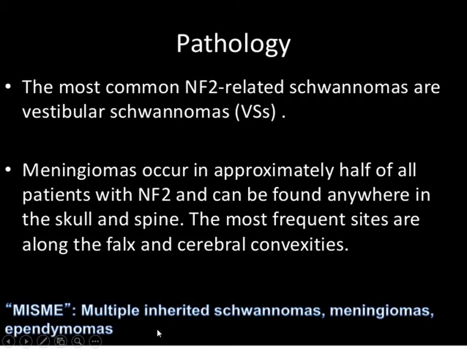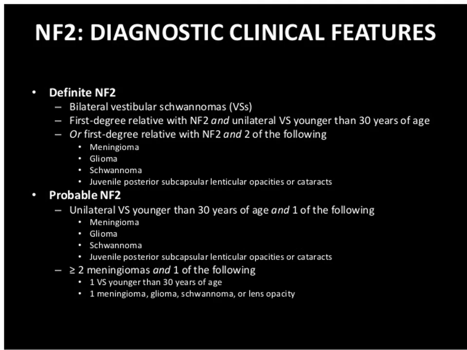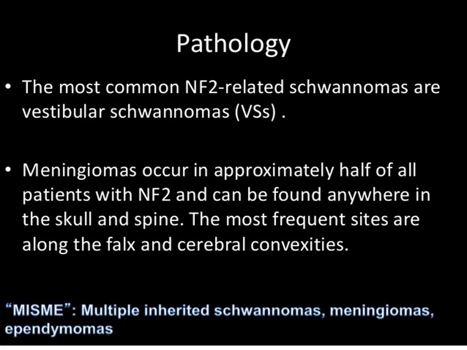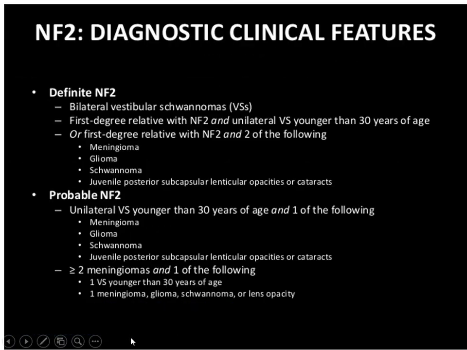So what are the findings in NF2? MISME. Again, go back. MISME is multiple inherited schwannomas, ME is meningiomas and ependymomas. Very nice.